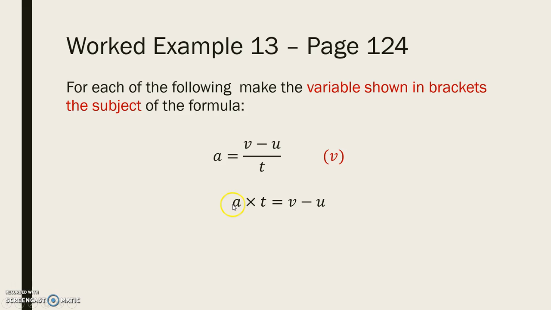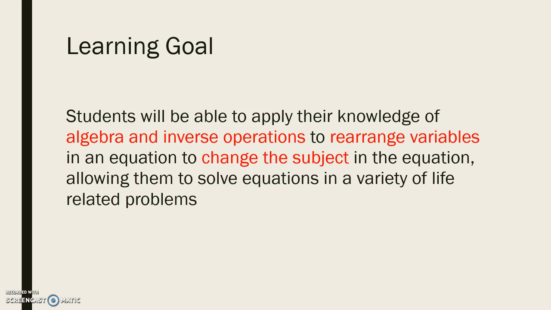On the left-hand side we have a times t, which you could also write as at. And then to get v by itself, we add u to both sides, the opposite of taking u. So we get at plus u. And for those of you in science who have started some dynamics or kinematics studies, like physics, you would recognize that formula as v equals u plus at. It's a physics formula. So that's what we're trying to accomplish there.